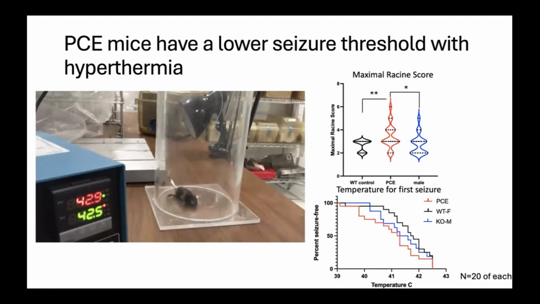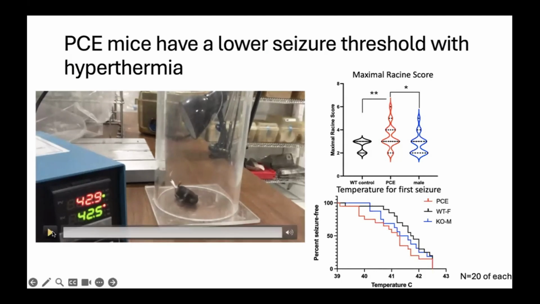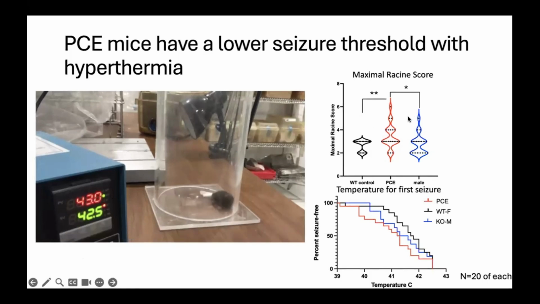And then he's a little postictal for a while, and then they do bounce back. Oops, sorry. So we can measure this on what's called the Racine scale, which is a measure of how severe a seizure is when a mouse has a seizure.